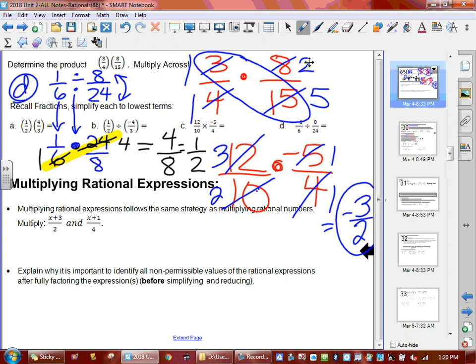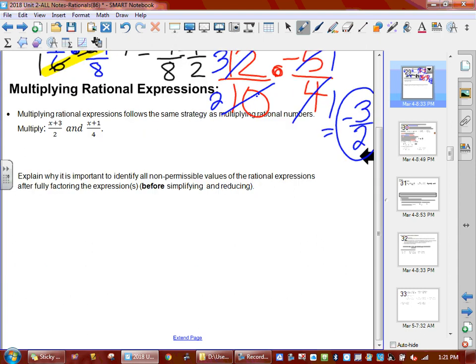Pretty good? Now we're going to start doing it with the rational expressions. So turn your page, and you're going to see right next to the top, you've got this question right here. You've got x plus 3 over 2 and x plus 1 over 4. So we're going to multiply those. So I'm just going to rewrite them here. X plus 3 over 2 times x plus 1 over 4.